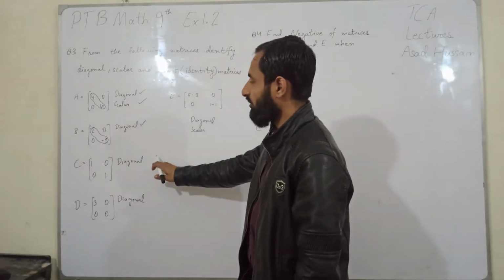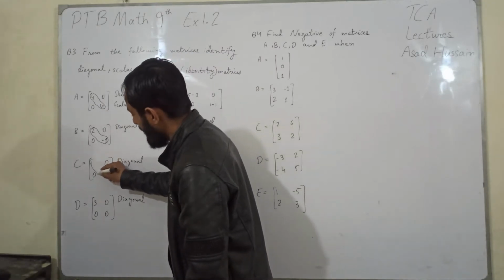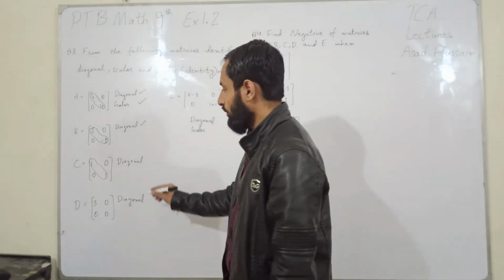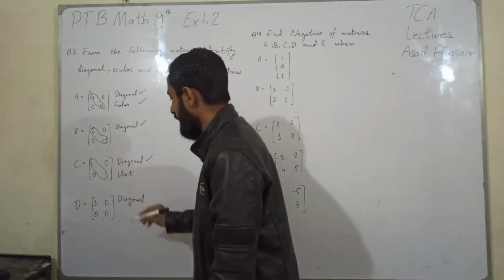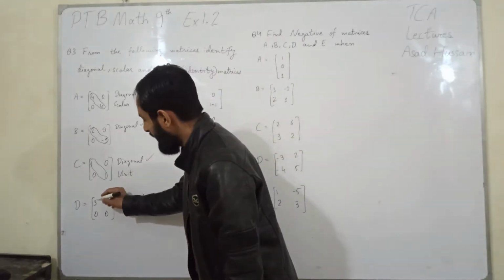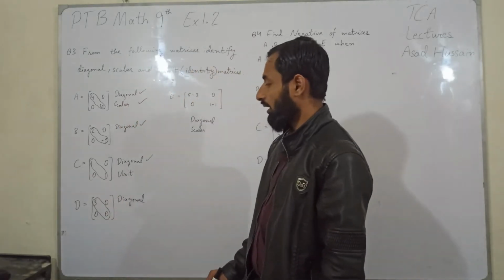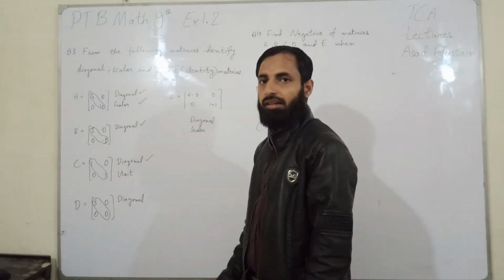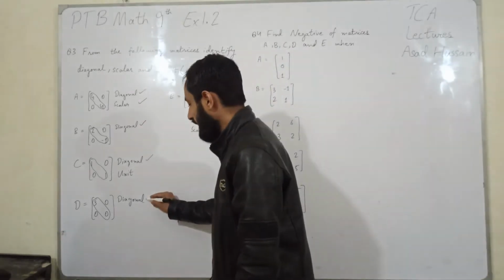Moving on to matrix C. In matrix C, all the elements on the diagonal are 1 and all non-diagonal elements are 0. So it is a diagonal matrix and a unit matrix, or we can say identity matrix. Matrix D. In matrix D, all the elements on the diagonal are not 0. There is only one element which is non-zero, and other than that element all elements are 0. So it is only a diagonal matrix.